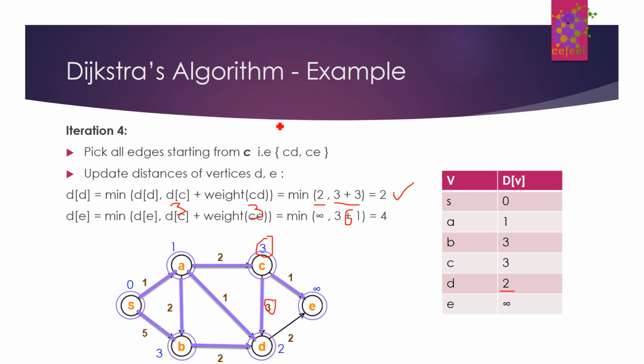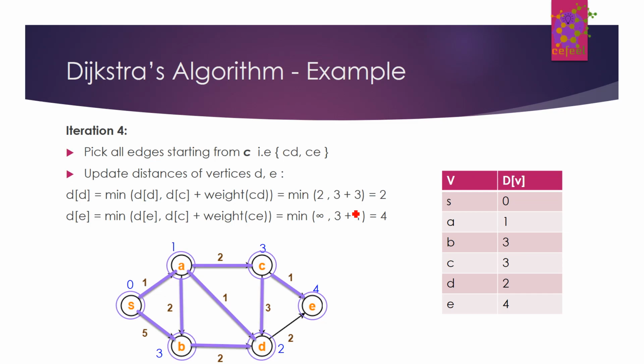Same principle will apply to vertex E, but remember the distance of E was infinity, which means there was no path earlier, and in fact we have found a new path to E from C, which is the distance of C plus CE. So 3 plus 1, which gives us 4. So we update the distance vector of E as 4 in the next step. So this is what we do. We update the distance of E, whereas there is no need to update the distance of D. Cool. So we are done with vertex C.